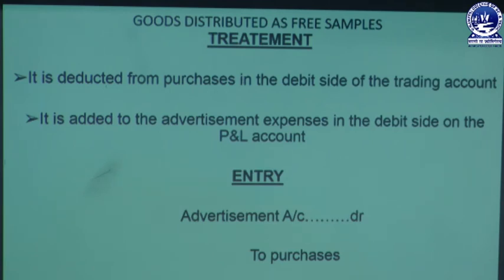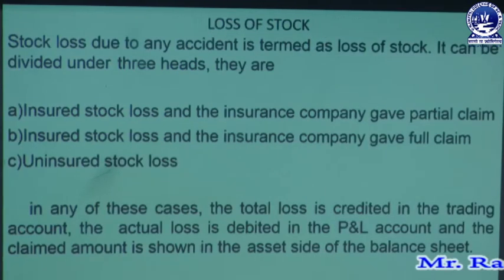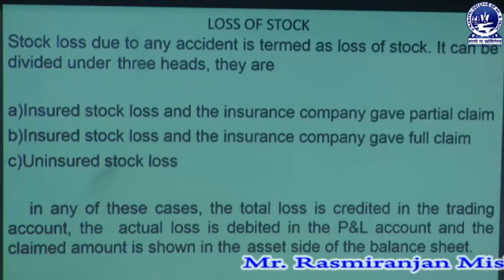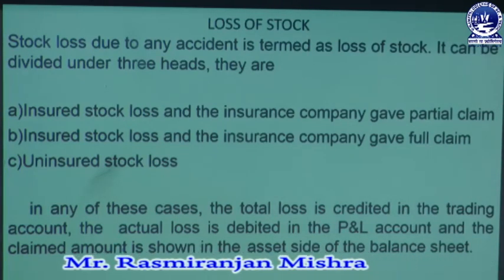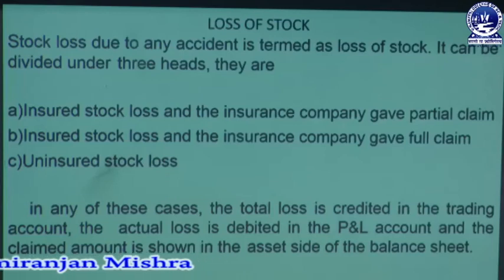So advertisement account is debited to the purchases account. Then the next item is loss of stock. What is that? Stock loss due to any accident is termed as a loss of stock, due to any normal or abnormal reason. When any amount of goods or stock is lost, that is called a loss of stock. It can be divided under three heads.